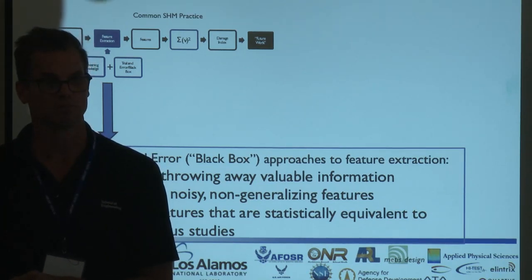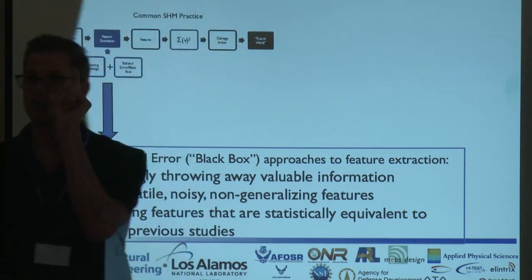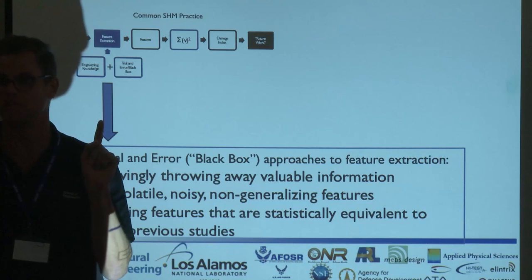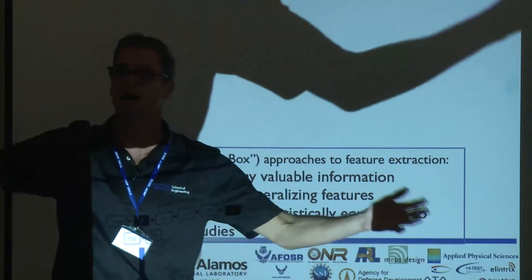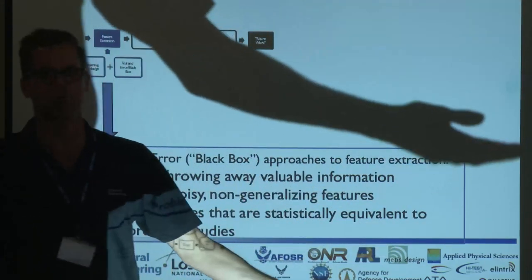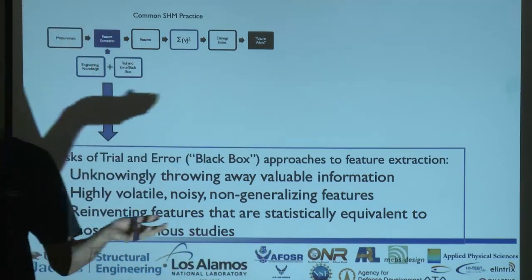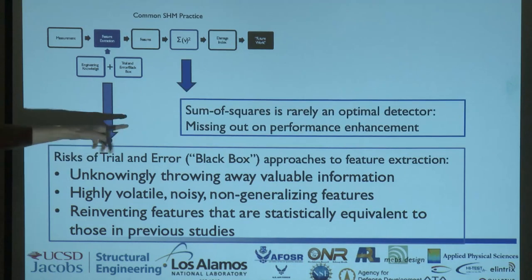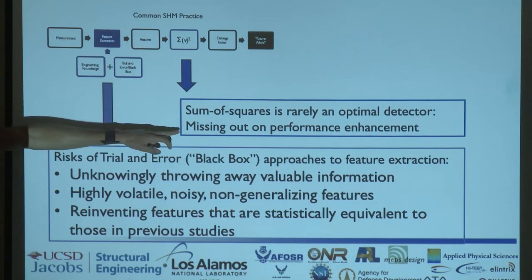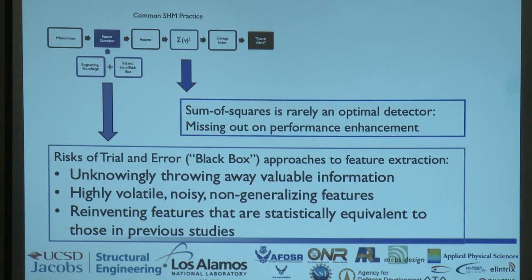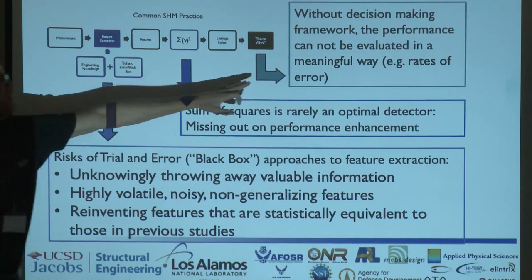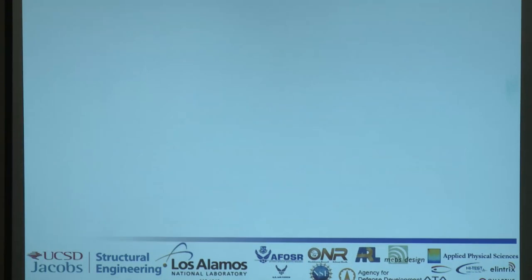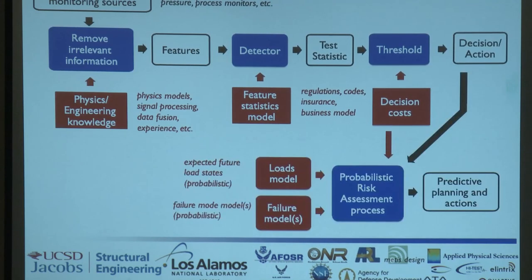Would you call that a good feature? Think about it. The damage to half the bridge's rated load capacity changed what they're using for decision making 2 to 3%. But over the course of one day, due to boundary condition changes from the environment, the same features changed 24%. Turns out that taking just the sum of squares is rarely optimal. So I'm going to introduce some of you to a field that gets us to the optimal way to process data. And without that decision-making framework that you're already learning about and working in, you can't evaluate performance in a meaningful way. Okay? So I would claim this is a better way to do it.